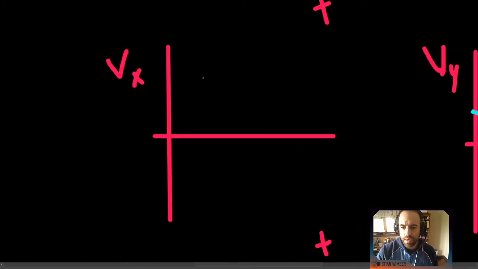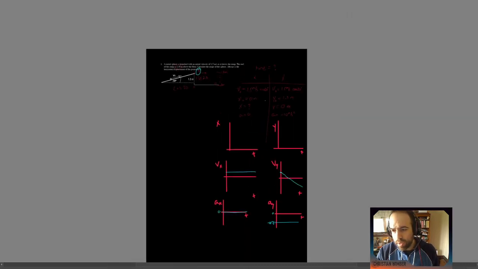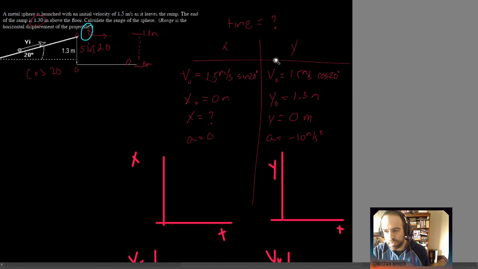So horizontally, the velocity is going to start off at this positive value. I don't remember what it is, but it's just going to stay there. So this positive 1.5 cosine, oh, I swapped them. Sorry, guys. Swap these. My bad. This should be cosine. So sine is up and down. Cosine is left and right. My bad.